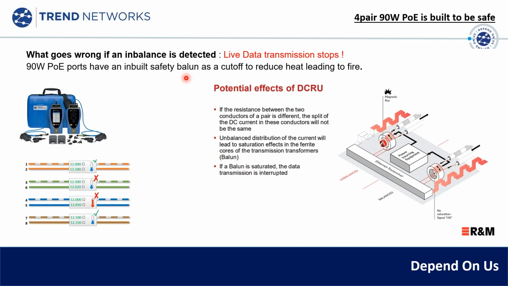We have not seen fires on PoE, well, not that I know of. And it's due to this issue that once it sees an imbalance across those pairs, that balance will switch off to try and protect itself, affecting your reliability, affecting your performance, affecting your data stream, your link. So if you'd like reliability, hence resistance, DCR is now important on every single test.